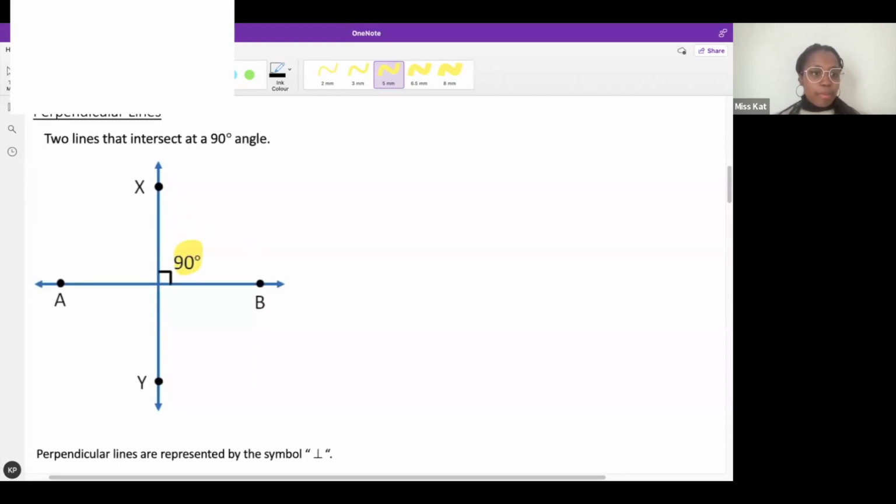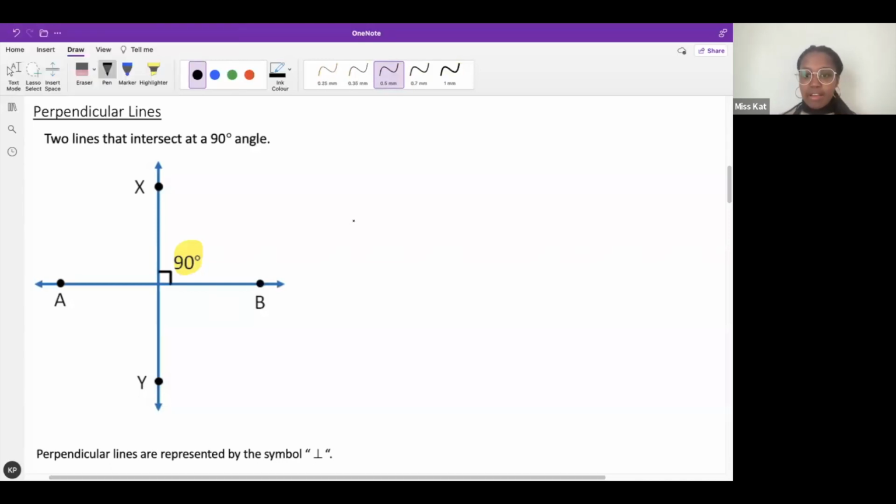This is a symbol for perpendicular. Perpendicular lines are represented by the symbol that I have shown below. So for the two specific lines that we can see here, we could say AB is perpendicular to XY. You need to know this notation, because if you're doing exam questions and they give you this bit of information, and you don't know what it means, you're going to be missing an angle. Then you will think you don't have enough information to complete this, when in fact you do. So we need to know what these things mean.